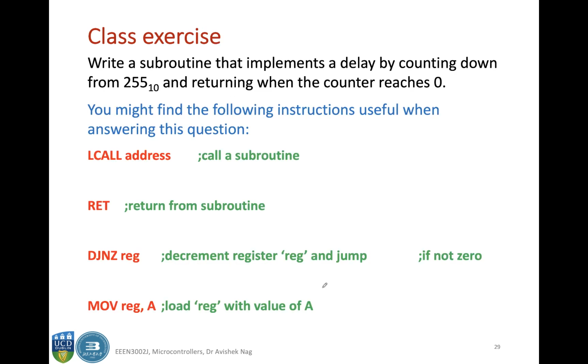So I will give you a class exercise to solve. That will use all the instructions that you learned so far: LCALL, DJNZ, return, move, etc. The exercise is to write a subroutine that implements a delay by counting down from 255 and returning when the counter reaches 0. So try this yourself, and we can discuss it in the live interactive session, or you can just post your solutions to me or email me.